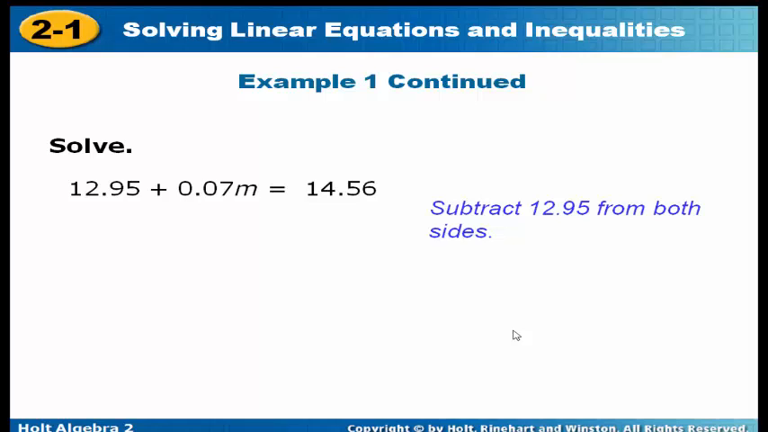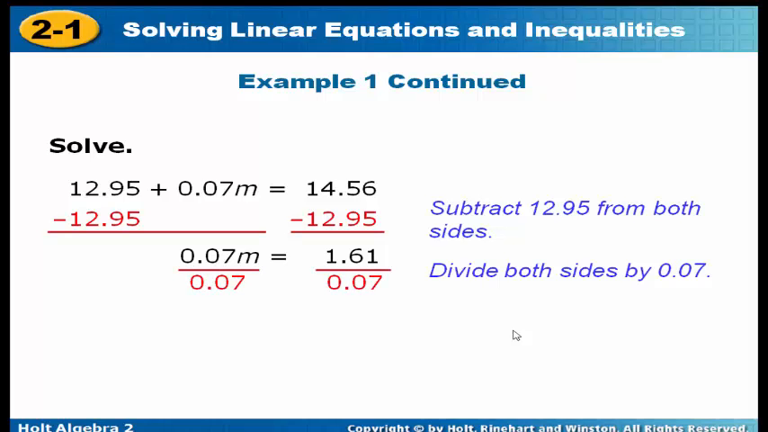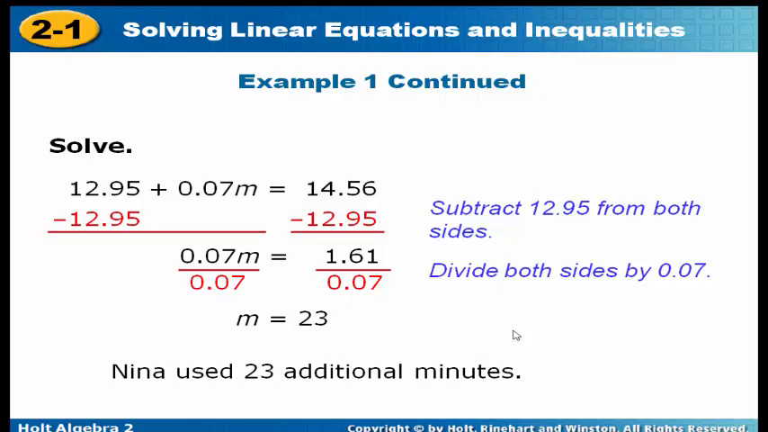Subtract 12.95 from both sides. So 0.07m equals 14.56 minus 12.95, which equals 1.61. Now divide both sides by 0.07. So m equals 1.61 divided by 0.07. Now m equals 23, so Nina used 23 additional minutes.